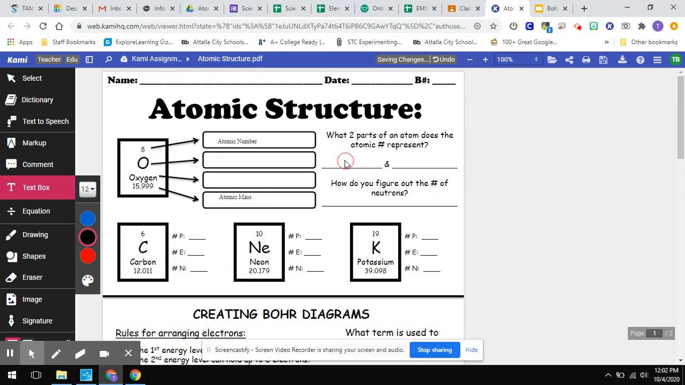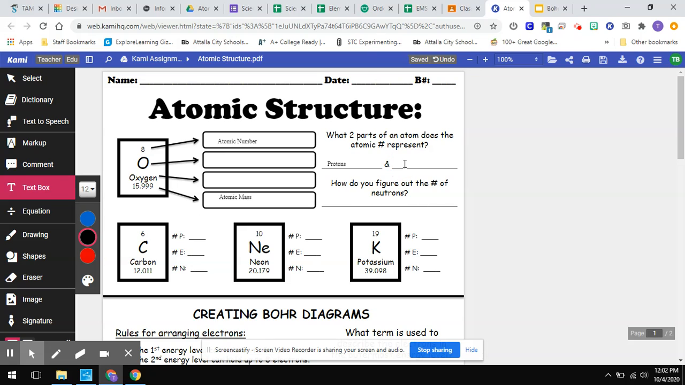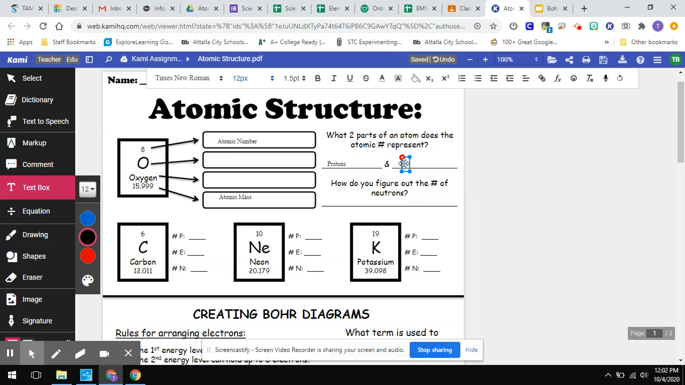Over here, it wants you to break down the things that you know. What two parts of an atom does the atomic number represent? Well, from the atomic number, the first thing that we know is how many protons an atom has. But also, if we're just talking about an atom, not an ion, and we haven't gotten into that yet, protons and electrons are equal to each other. So this is also going to be our electron count.